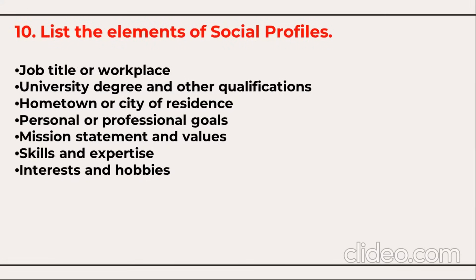Now you list out the elements of social media profiles. What should be there in the social media profiles? Number one, job title or the workplace, university degree and other qualification, hometown or city of residence, personal or professional goals, mission statement and values, skills and expertise, interest and hobbies. So these are the few things you can display on your social media profiles.